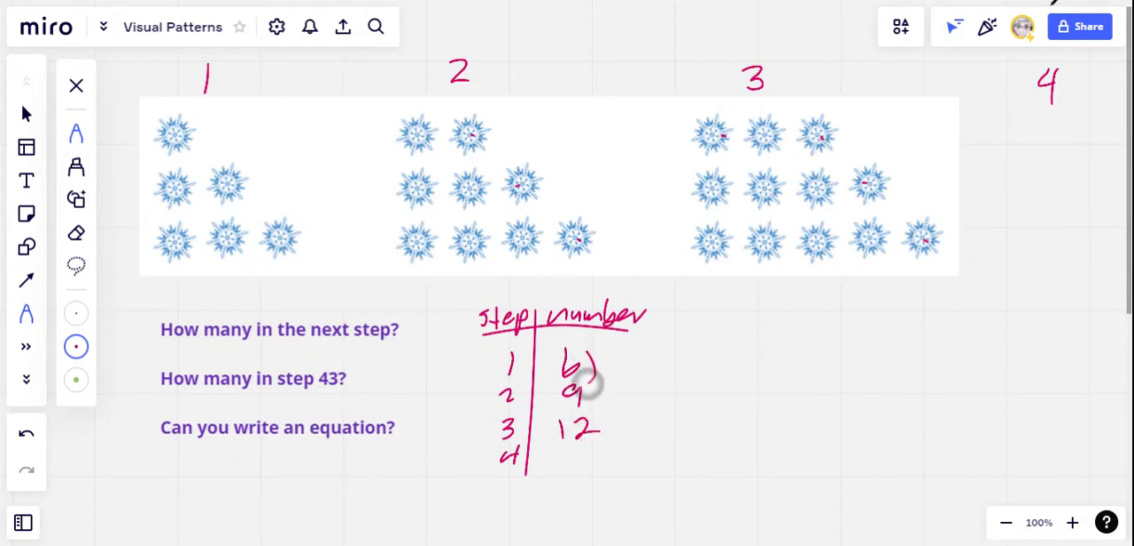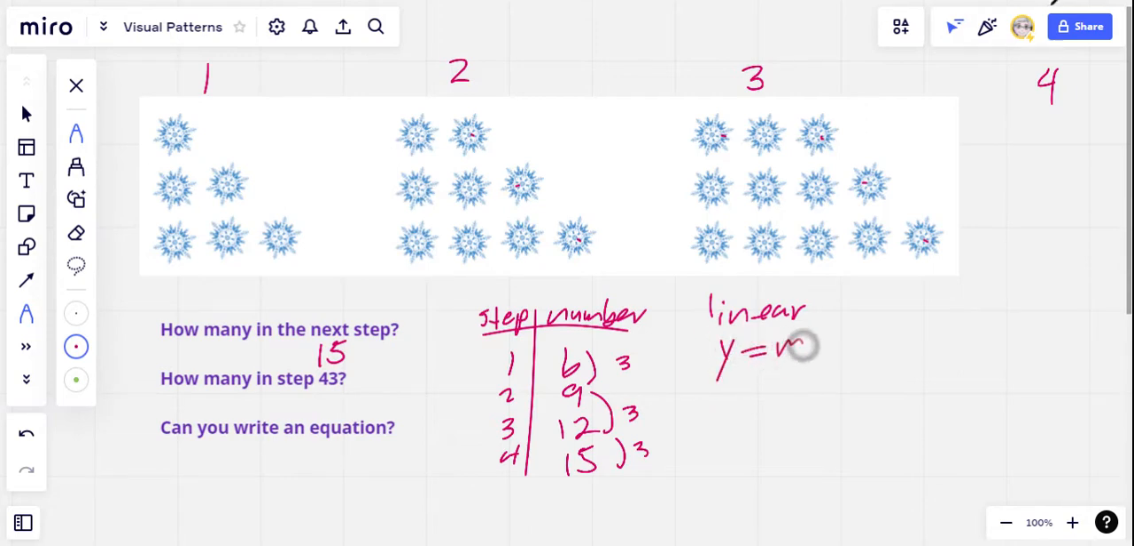And then what you do is you take a look at the difference between each step. So from 6 to 9, it's going up by 3. From 9 to 12, that's going up by 3. So we would expect in step 4 this pattern to continue going up by 3, and we would arrive at 15. So our prediction for step 4 is that there will be 15 snowflakes. When the difference between steps is the same number every time, a constant number, we call this pattern a linear pattern. And to write an equation to model that linear pattern, you can use the equation for a line.